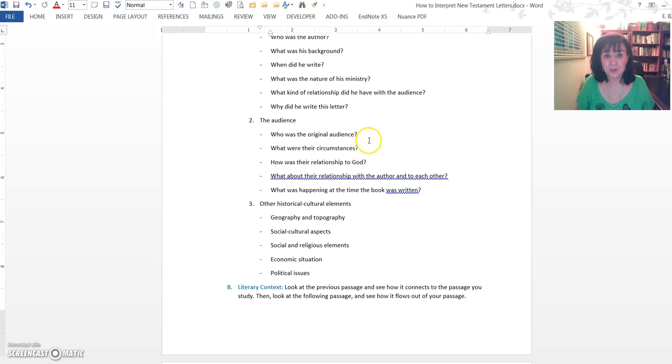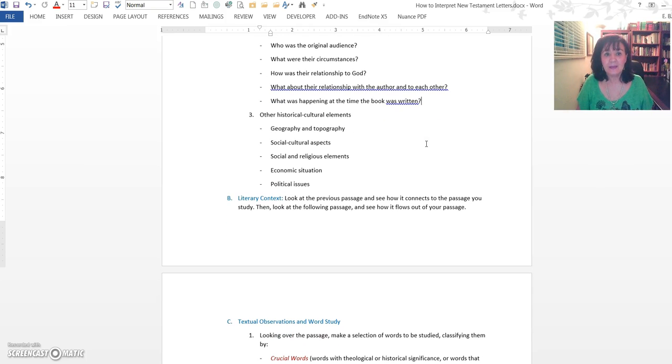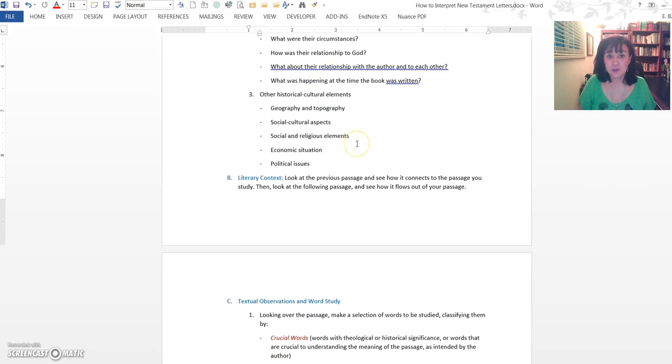But who was the original audience? What were their circumstances? How was their relationship with God? And what about their relationship with the author and to each other? What was happening at the time the book was written? So those things are true, these questions you ask about any New Testament passage, or New Testament letter. Now, the historical cultural elements can include geography, topography, social economical issues, and so forth.